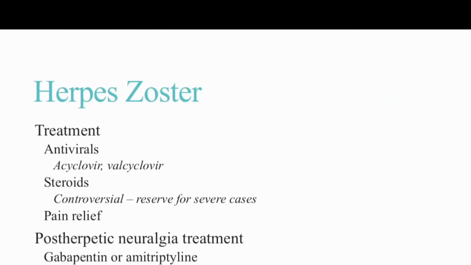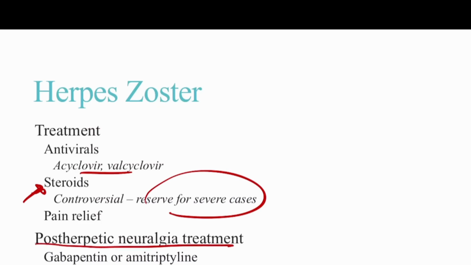Treatment: antivirals, acyclovir, valacyclovir. Steroids may or may not work, but use them for severe cases. Pain relief is going to be the biggest thing for these patients. It is very painful when they get shingles, essentially. Postherpetic neuralgia treatment. This is neuralgia. It's nerve pain. So you have to give gabapentin or amitriptyline. Those are your neuropathic pain drugs.